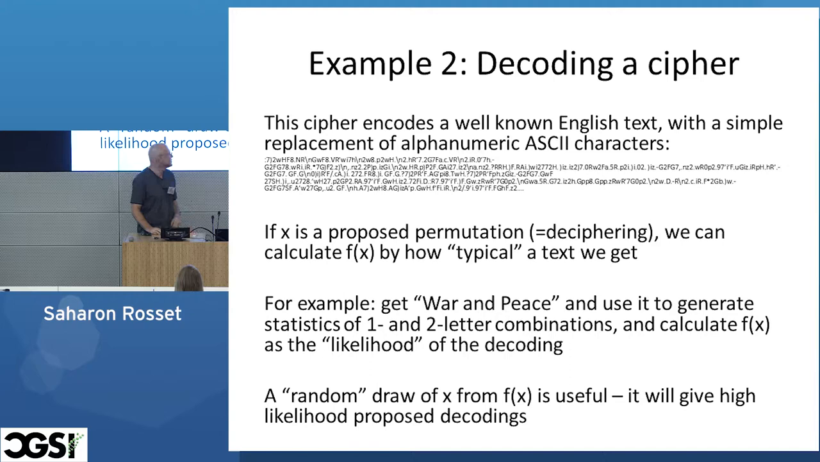So my point is, we have that distribution F. We don't know it, but for every permutation, we can calculate F with the language model we built using War and Peace. And if I'm able to get a sample from F, that would be useful, because a sample from F is likely to be a high probability permutation, right? And a high probability permutation is a permutation that fits the English language well. So hopefully my high probability permutations are going to look more like English and are going to expose what the text is.